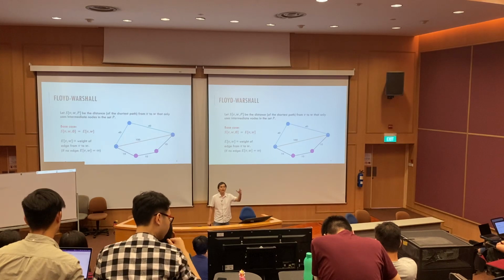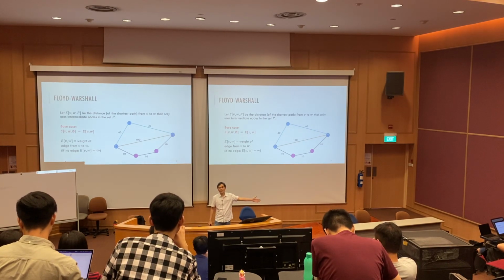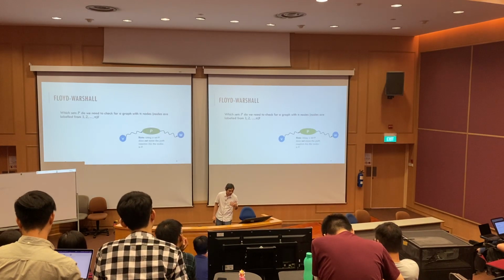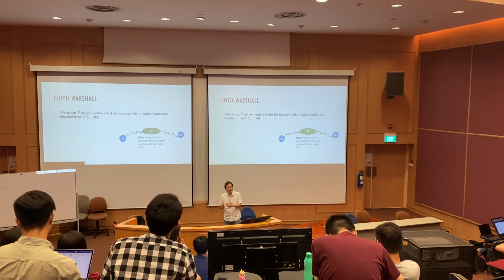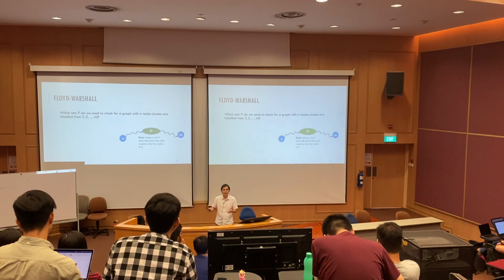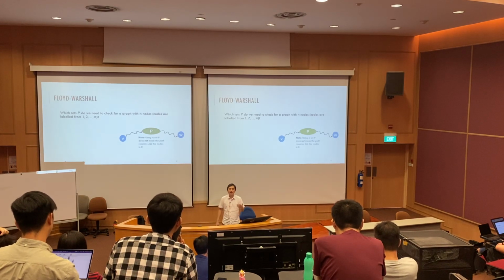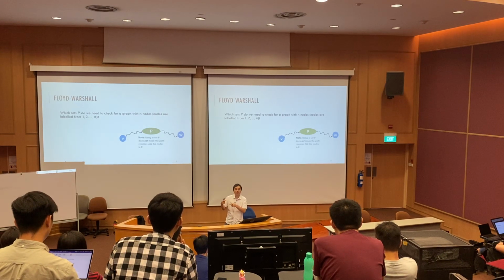If you can't use any other node, I have to go direct. So it's infinity. I can't get there basically. Okay, there's no other node for me to pass through. All right. So now the question is, which sets P do I need to check for a graph with n nodes? So I give you a graph with n nodes, and I label the nodes from 1 to n. Okay, I need to check these sets P for my shortest paths.